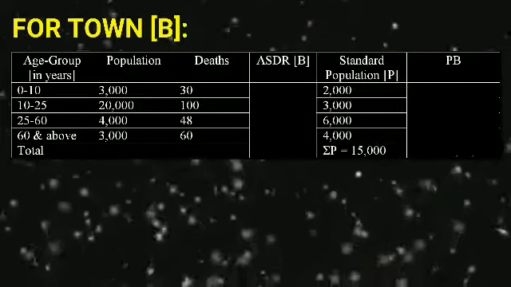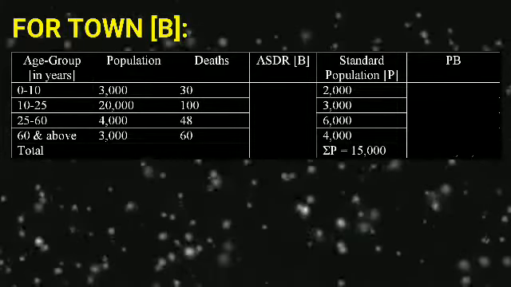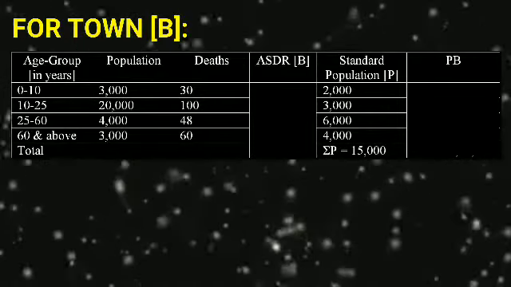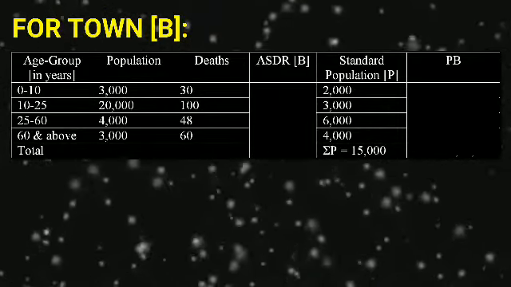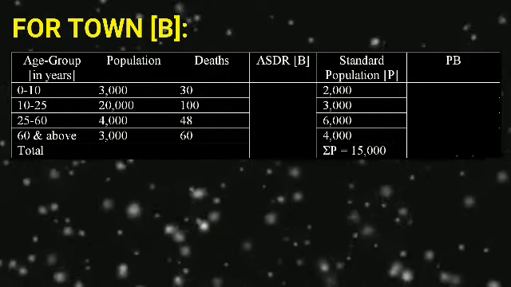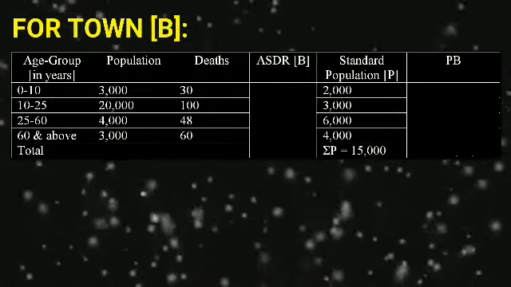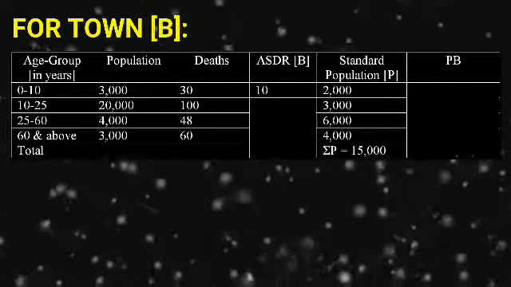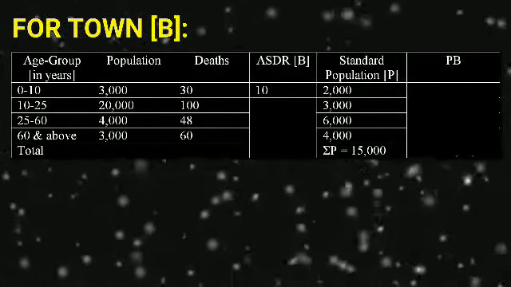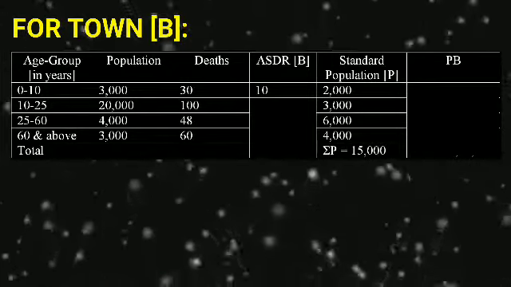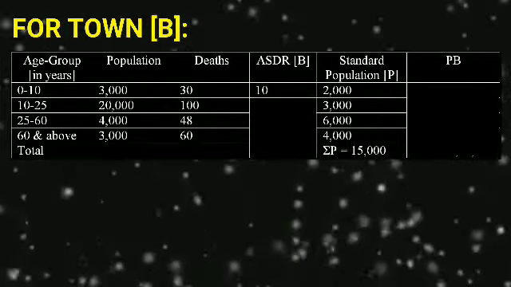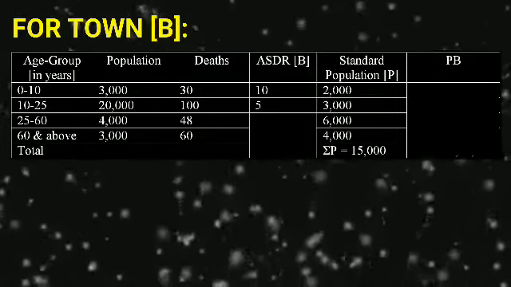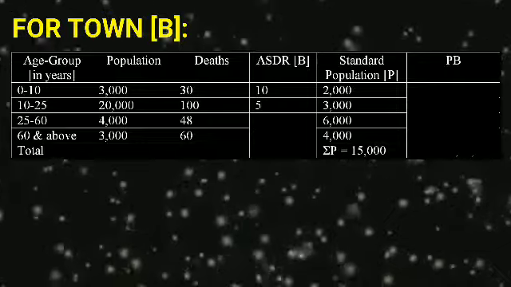After that, find ASDR for the second town. Since you are computing ASDR for the second town, take it as ASDR of B. Now, here the first ASDR value, 30 divided by 3000 multiplied by 1000, which is equal to 10. Second value, 100 divided by 20,000 multiplied by 1000, that is equal to 5. Similarly, compute the other two values.